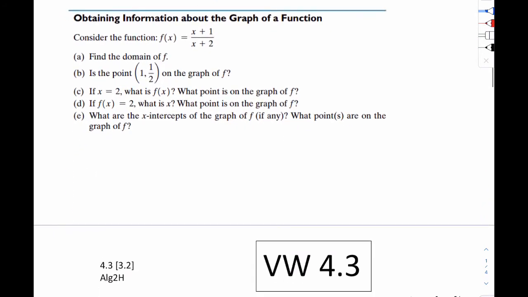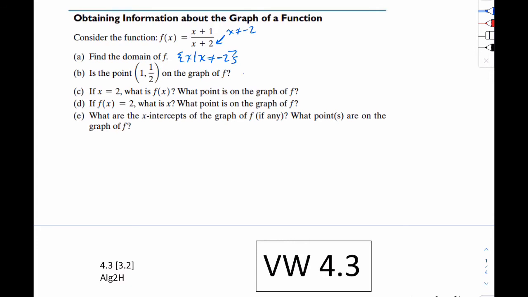Now, the final part says, consider the function. We're going to find all this information. The first one says find the domain of f. Recall from the domain lesson, the bottom can't be 0, so I can see x can't be -2. You could write it as an interval or as a set. I prefer a set for this kind of question. So I'll write x such that x cannot be -2. There's our domain.